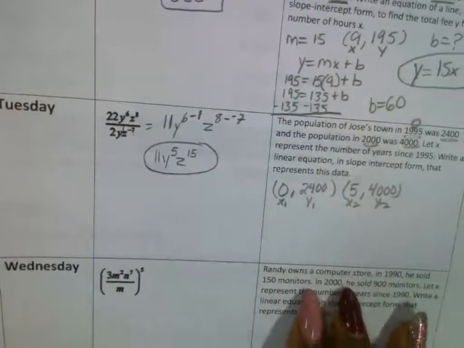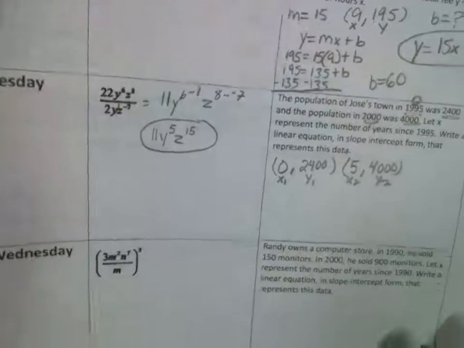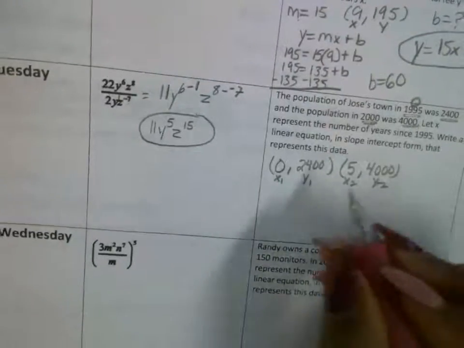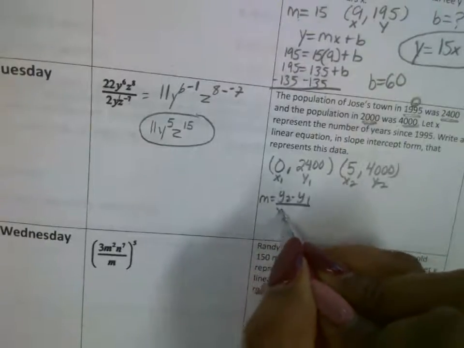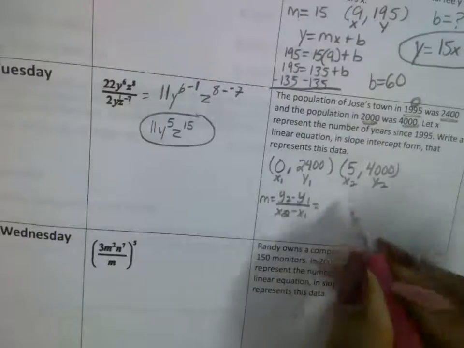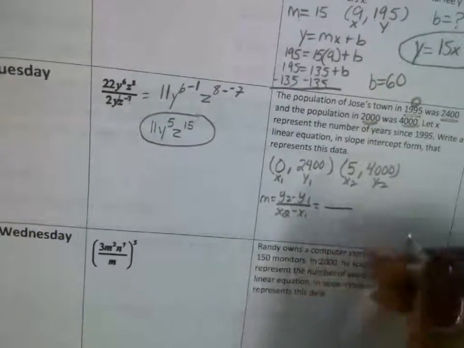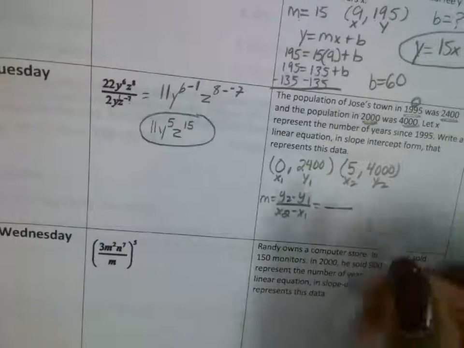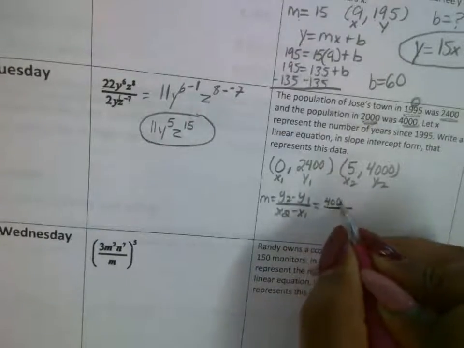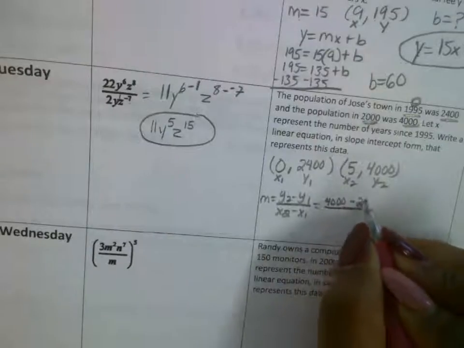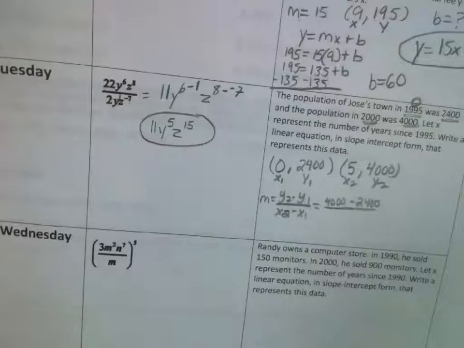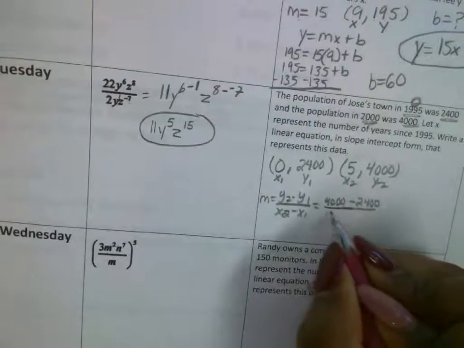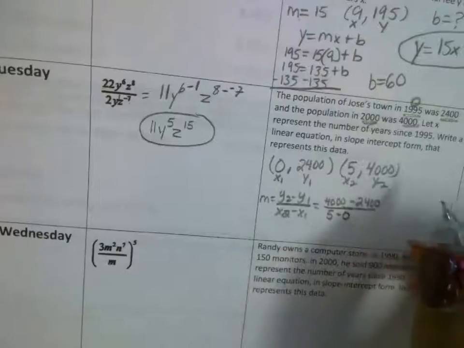So now we're writing a linear equation. They didn't give us the slope, but they did give us 2 ordered pairs. So we need to find m first. We're using the slope formula, y2 minus y1 over x2 minus x1. So on the top, what minus what? Very good. 4,000 minus 2,400. Great job. What are we going to get on the bottom? What minus what? Very good. 5 minus 0. You write this down?